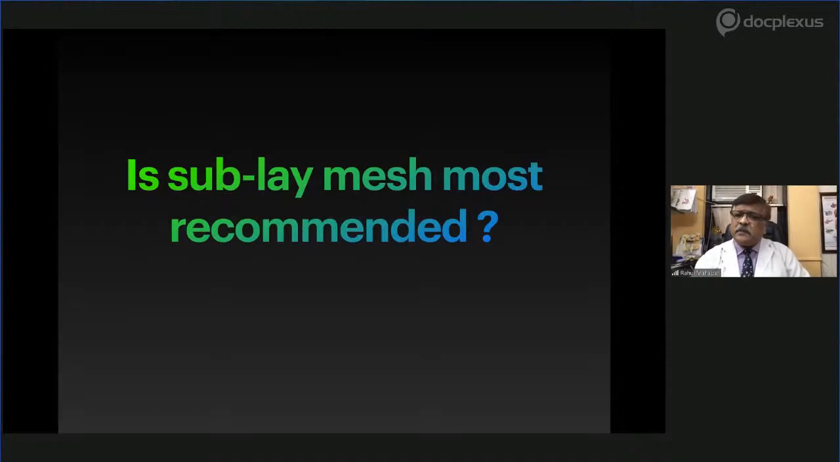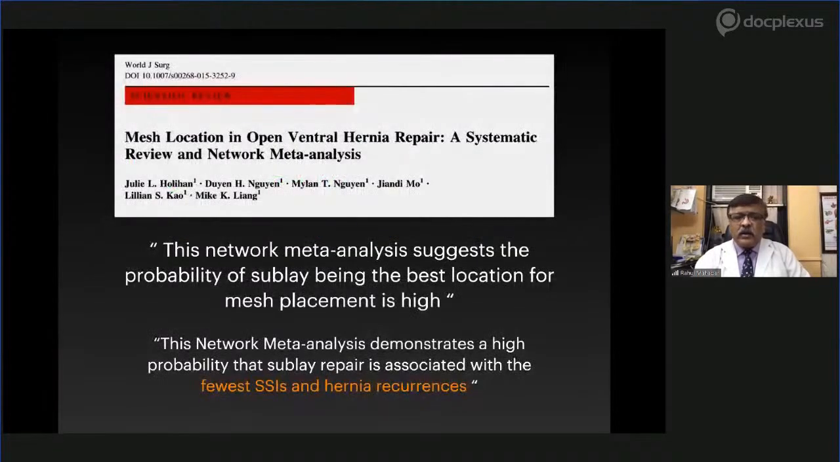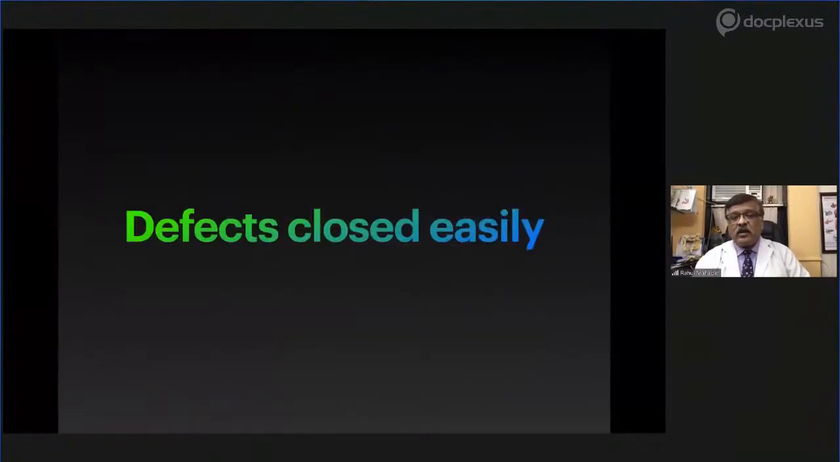Now, is the sublay mesh the most recommended? This network meta-analysis suggests that the probability of the sublay being the best location for the mesh placement is very high. This network meta-analysis also demonstrates the high probability that the sublay repair is associated with the fewest SSIs and hernia recurrences. It's closed in case of E-TEP procedures.